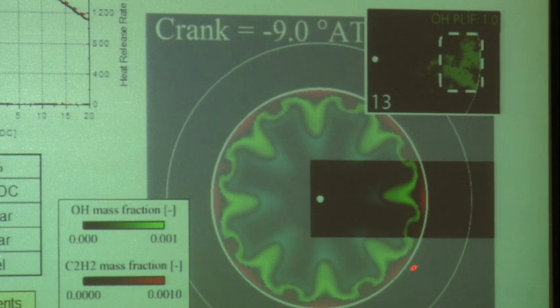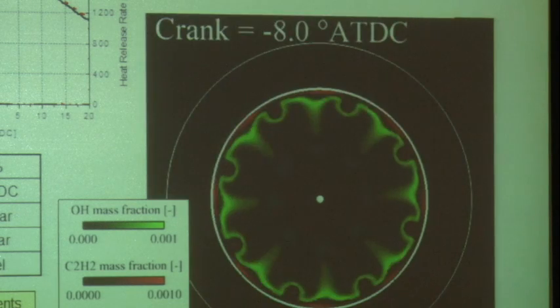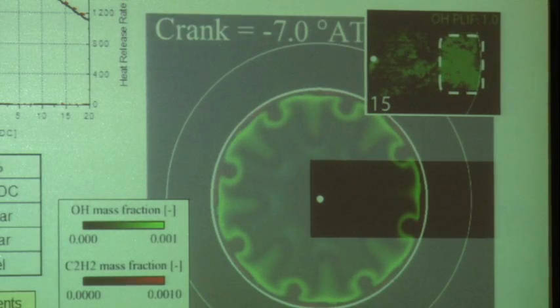You'll notice we're starting to predict a little bit of acetylene right up against the wall. If you look back at that movie I showed earlier with the PCCI combustion images, we saw the same thing. There were bright regions around the edge of the combustion chamber, indicating the presence of particulates. This is a little bit later in time. And then at the end of the apparent heat release, you see these large regions of OH consistent with the experimental data.